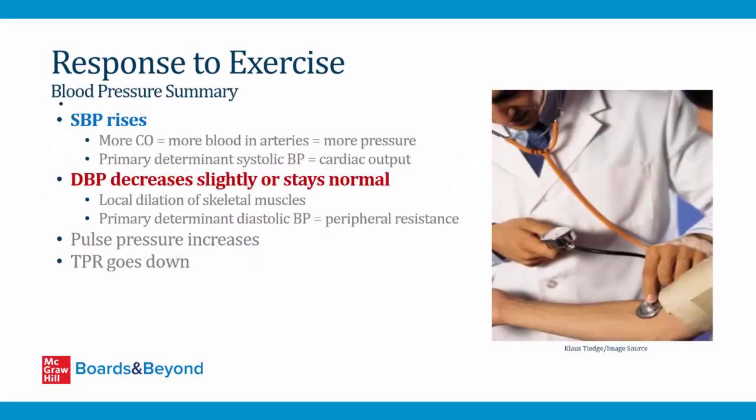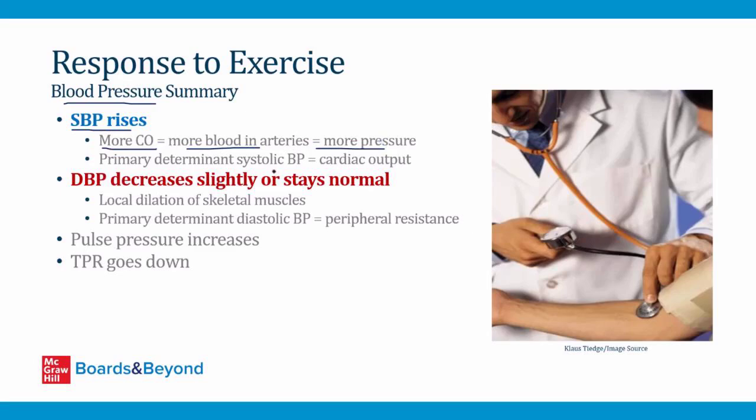So on this slide is a summary of the blood pressure changes that are expected with exercise. As I already said, the systolic blood pressure usually rises. That's because there's more cardiac output. This leads to more blood in the arteries and more pressure in the arteries, and this leads to a higher systolic blood pressure.